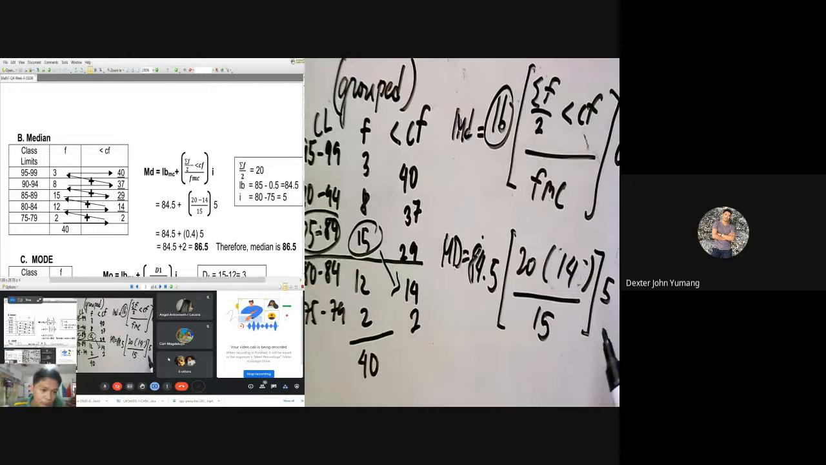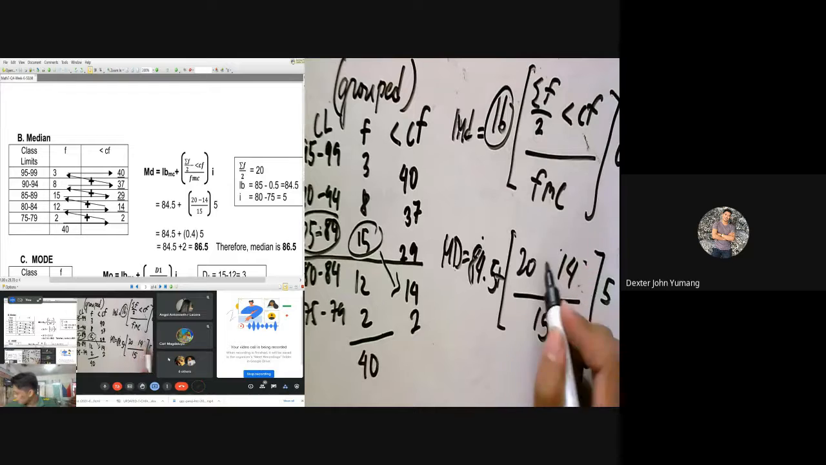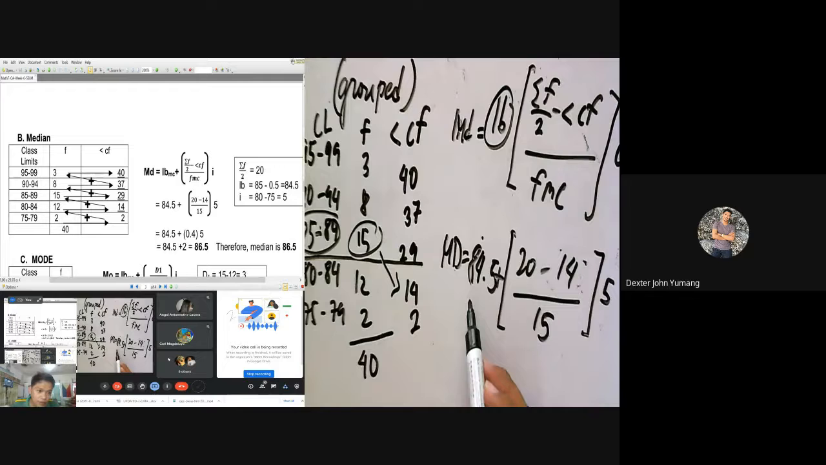Then, i-add natin siya dito kay 84.5. Okay, parang mali ang akin. 20 minus, ay, subtract pala class ito. Subtract pala, sorry, hindi ko nakita. 20 minus 14, that is 6 divided by 15. That is 0.4 times 5. 0.4 times 5, that is 2. Then plus 84.5, that is 86.5.